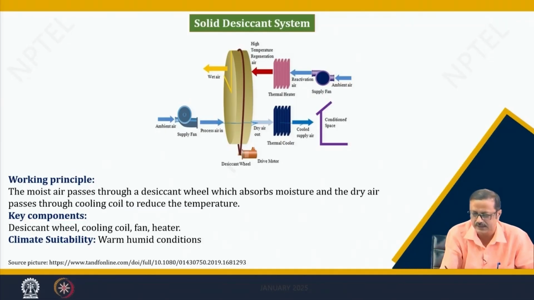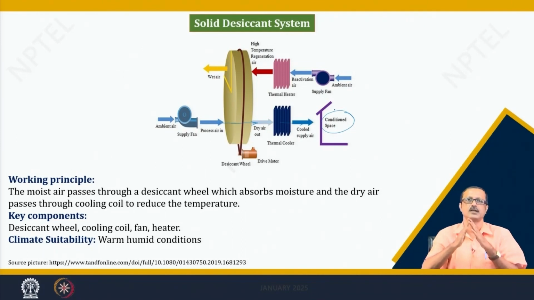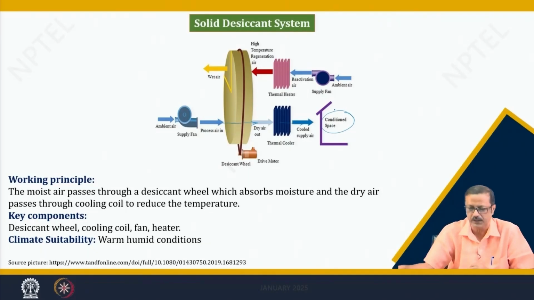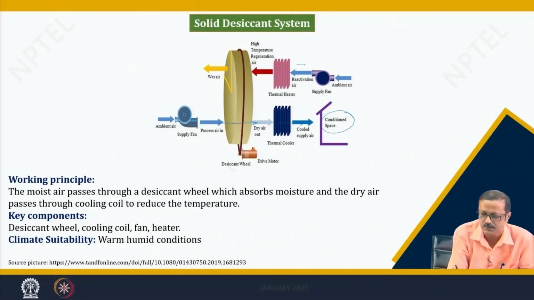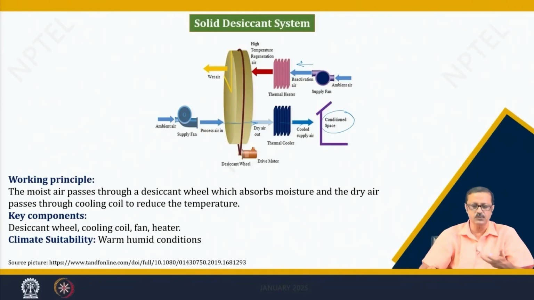So, finally what I am getting in my conditioned space is two levels of treatment. One is that the humidity is less, which is taken care of by the desiccant wheel, and second is that the temperature is also less, which is taken care of by this thermal cooler. Now, this air will be circulated and act as return air, and it will pass through a thermal heater, which will again increase the heat, and then it will again go through the desiccant wheel, where it is going to take this moisture in.